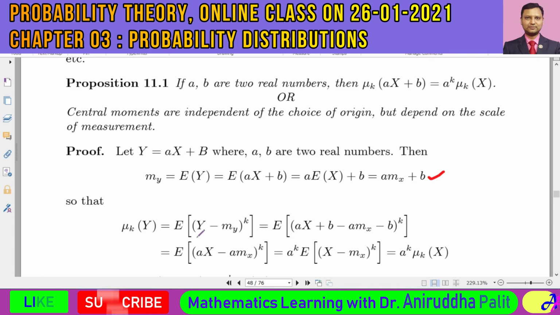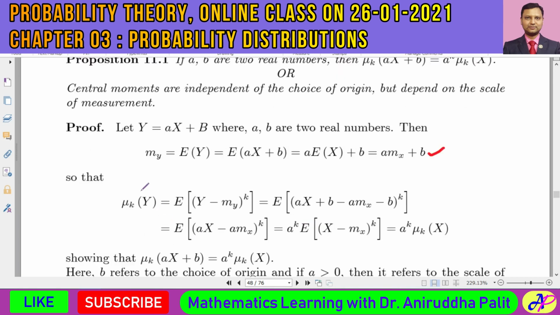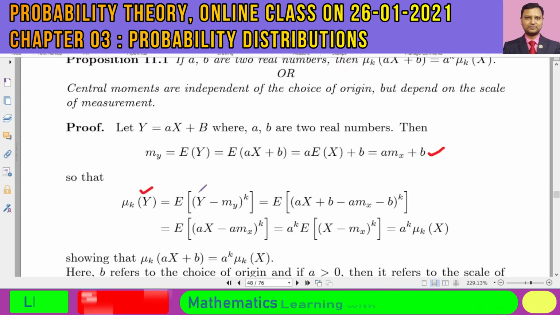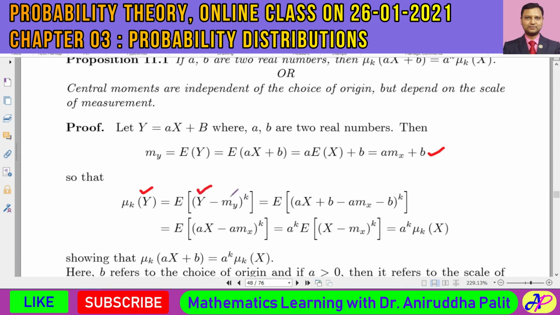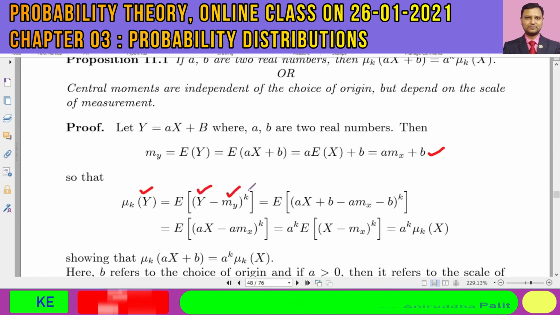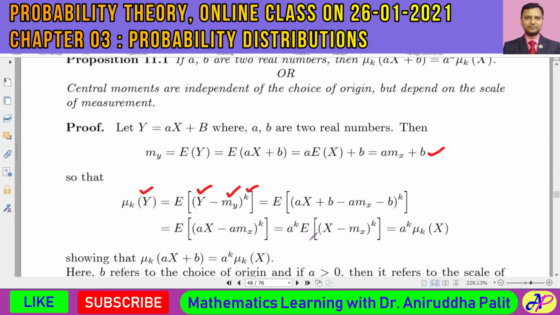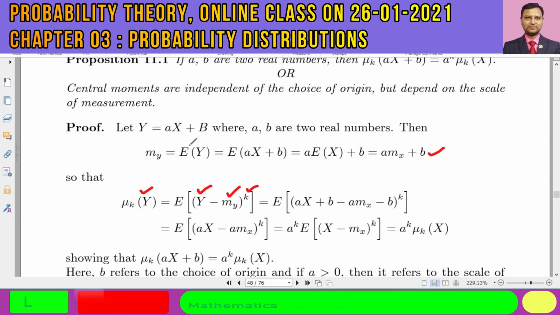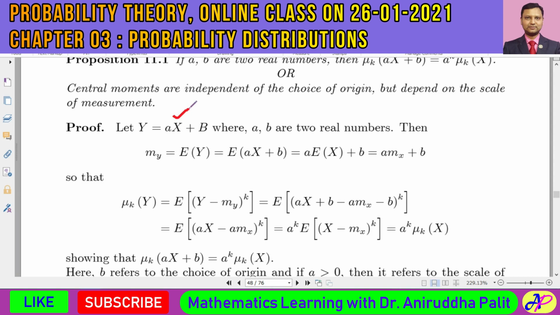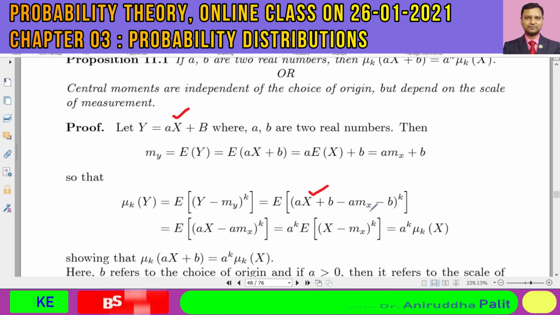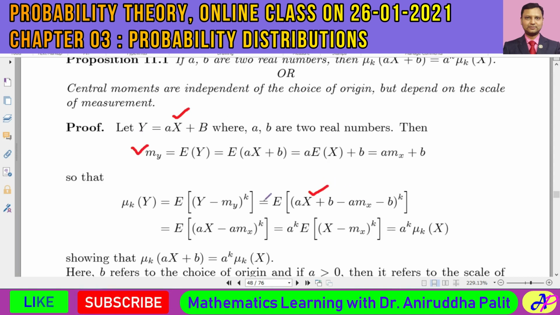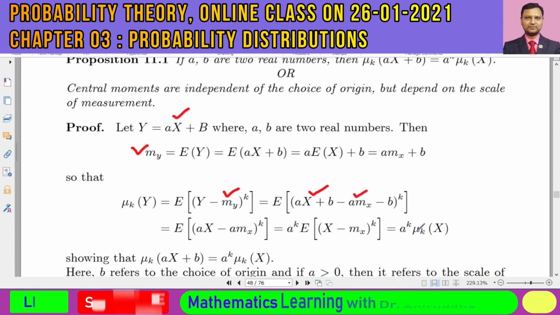All right. Then what would be the kth moment of y? The kth moment would be defined in this way: y minus my, whole to the power of k, its expectation. And we just put the expression of y over here. What is y? Y is equal to ax plus b. So we put the expression of y and the expression of my. Already we have computed the value of my. My is equal to a into mx plus b.